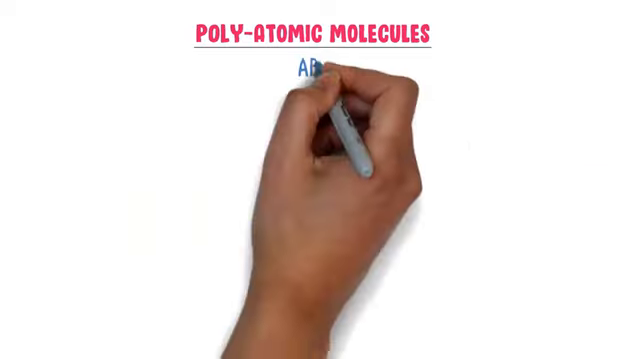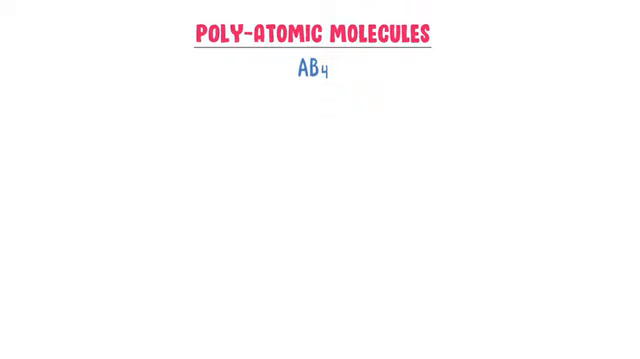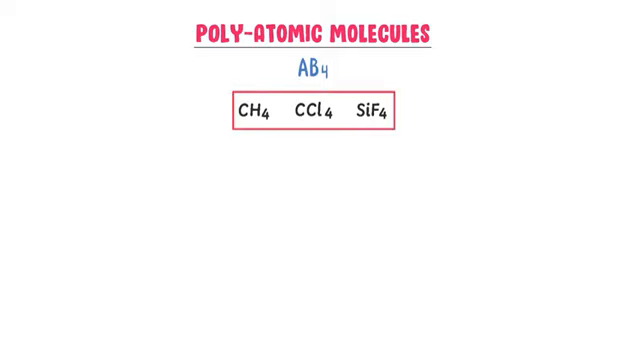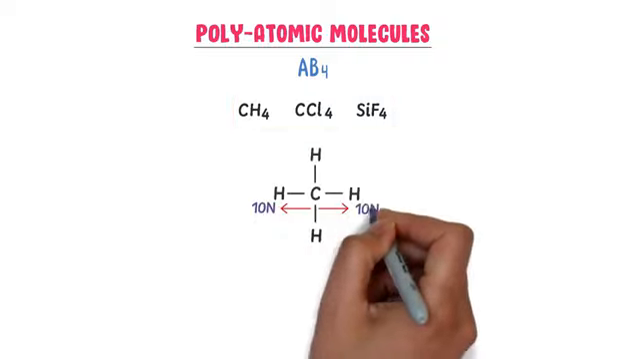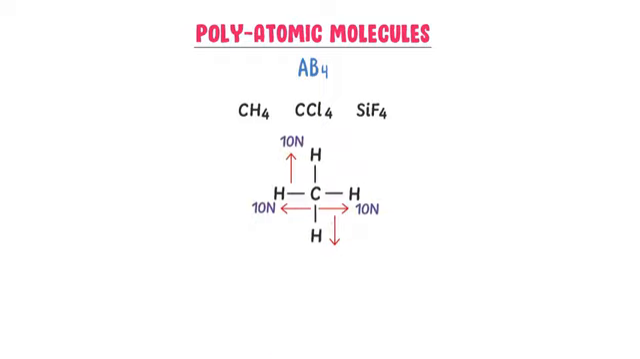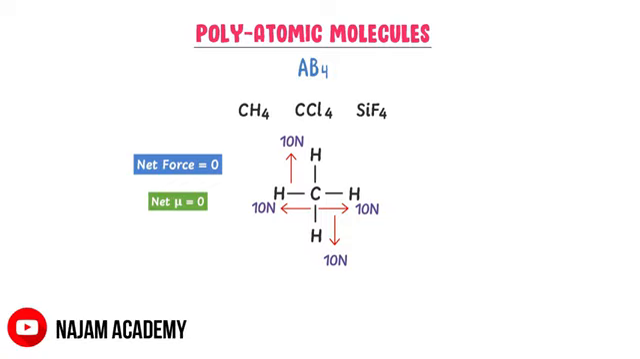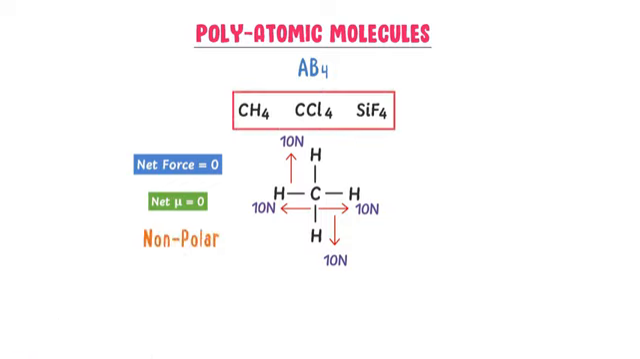Finally, let me teach you AB4 types of molecules. Consider CH4, CCl4 and silicon tetrafluoride. Here, to make things super easy, these all molecules have the same type of geometry like this molecule. We can see that all the forces in all directions are the same, hence the net force is equal to 0. The net force is equal to 0, hence the net dipole moment is also equal to 0.